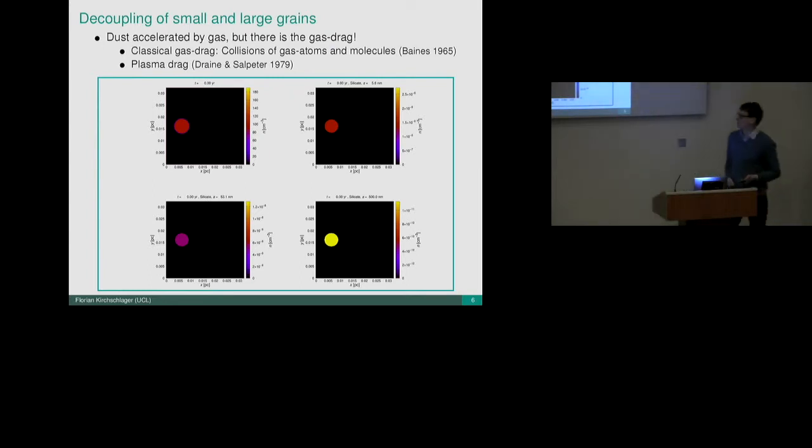And yes, we use the gas velocity then to accelerate our dust in our simulations. We have the classical drag caused by collisions of atoms on our dust grains and the plasma drag, which is caused by charged grains in our ionized gas. And again, a movie. The top left panel here is the same movie as before, so we have only gas here, and the three other movies are pure dust. On the top right is the very small grains, very tiny grains, 5 nanometers in radius, then medium-sized grains, and very large grains, 500 nanometers.